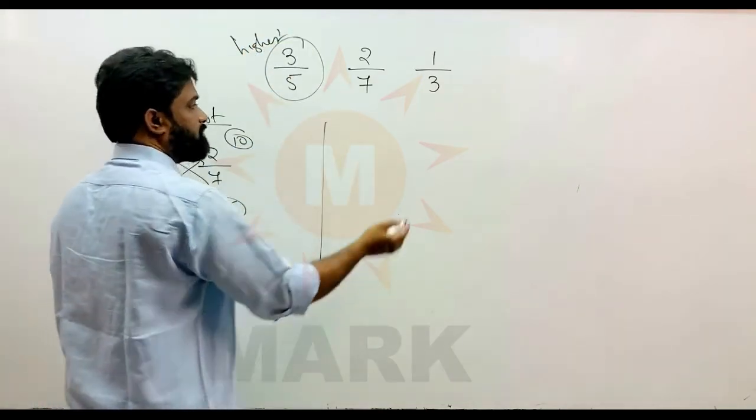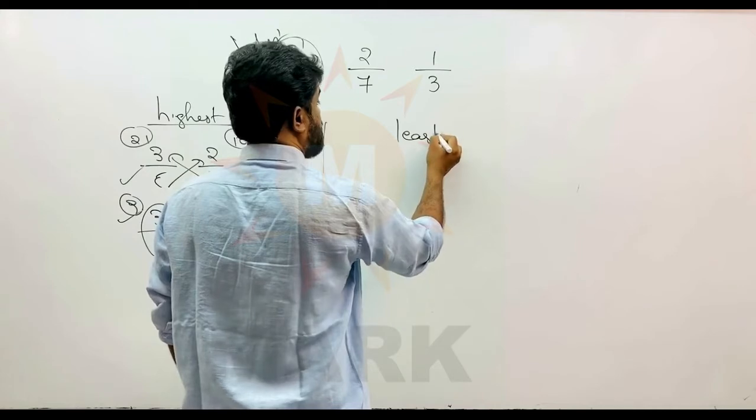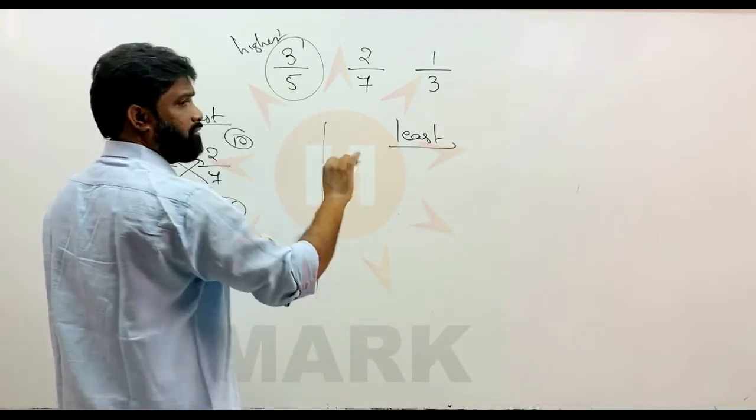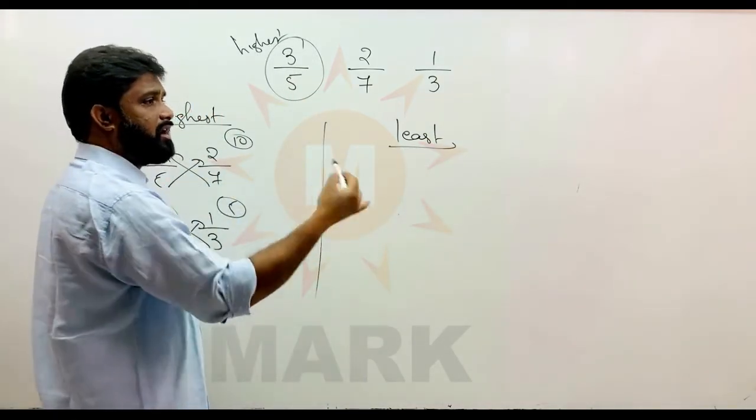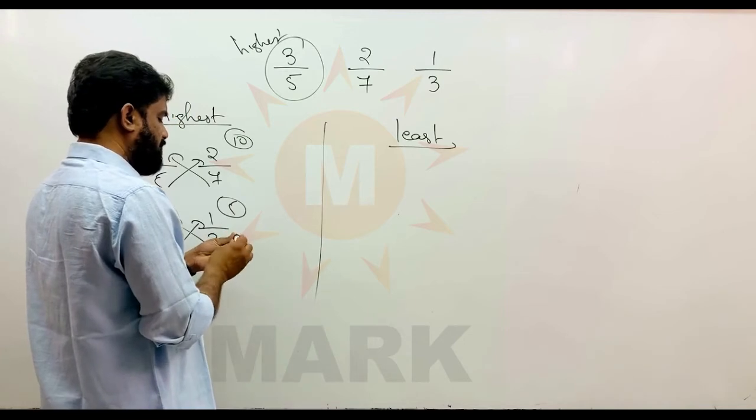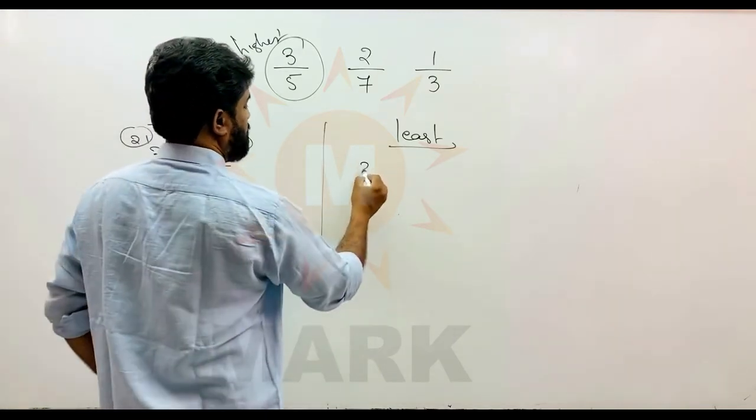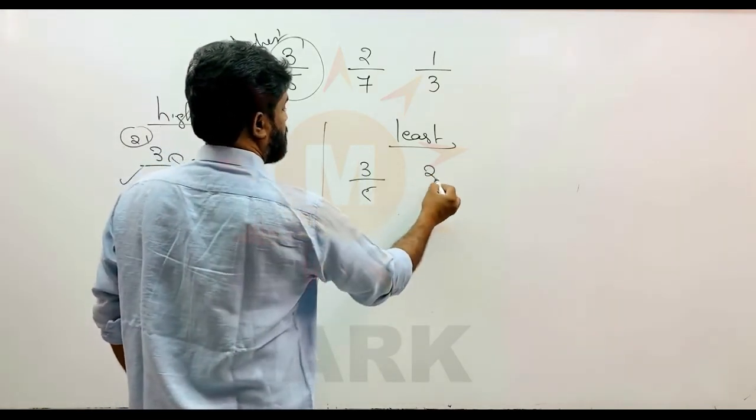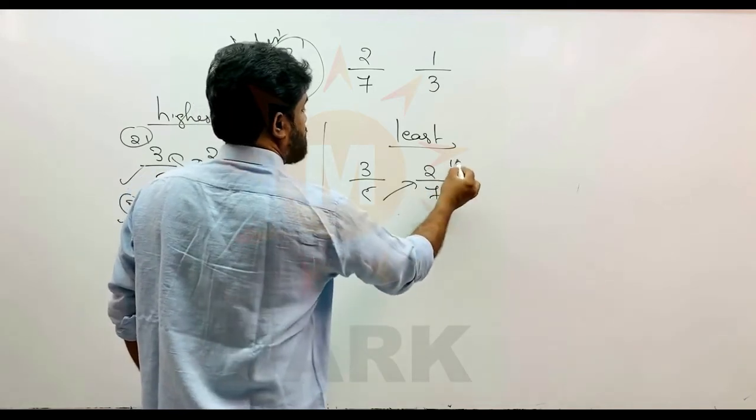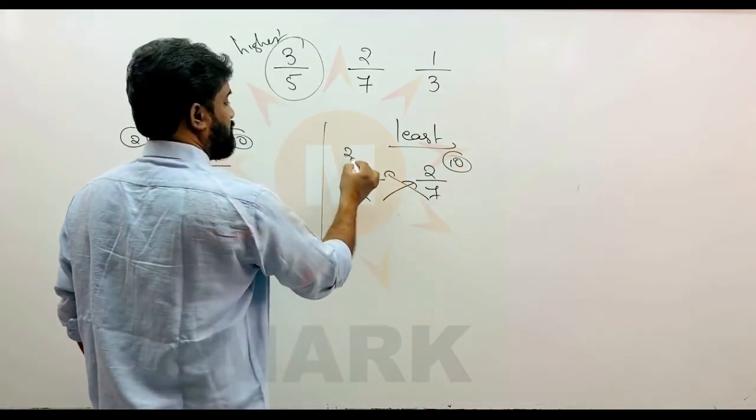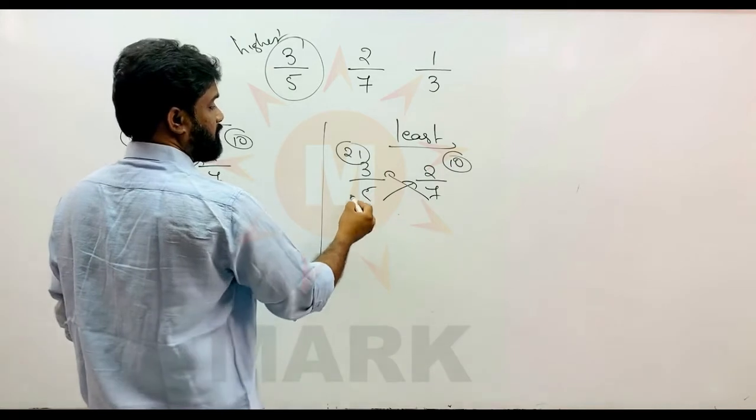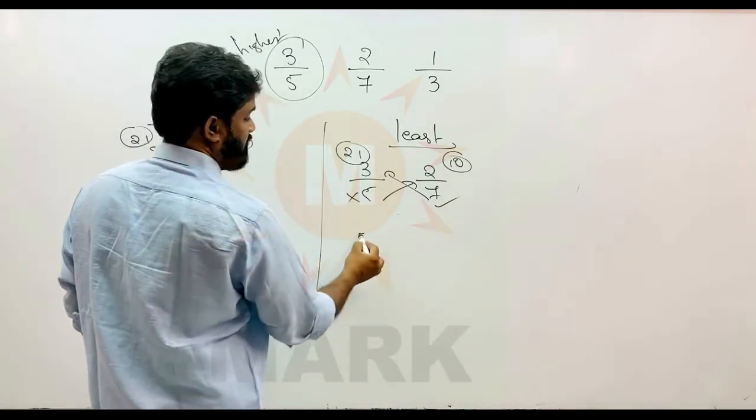Suppose the question comes like what is the least value? Same thing I will do. This time I will avoid the highest value and I will take the least value. So clearly look here. Suppose 3 by 5 and 2 by 7. 5 2s are 10, 7 3s are 21. So they are asking for the least value, so cut it out. This is 2 by 7. 2 by 7 is the least.